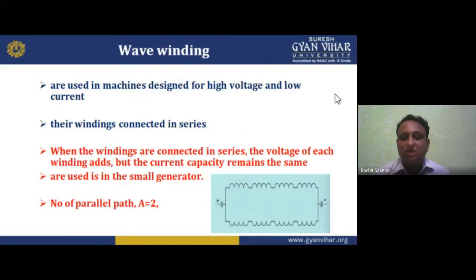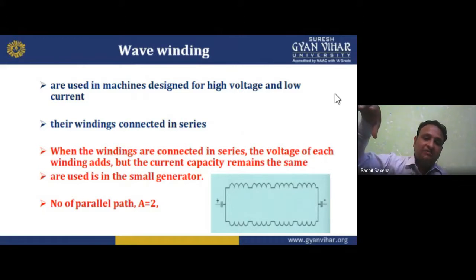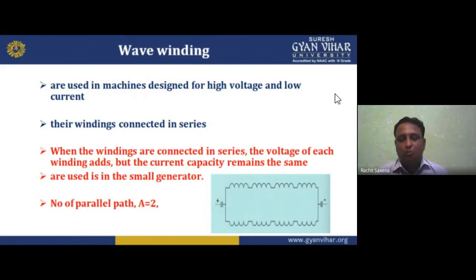This type of winding is used in small generators. So for high current, low voltage, we use lap winding. For high voltage, low current, we use wave winding. In all automobiles, like the dynamo, we have a dynamo.